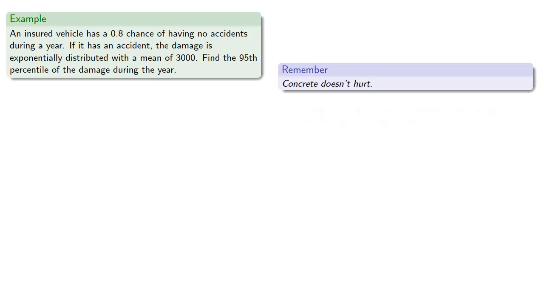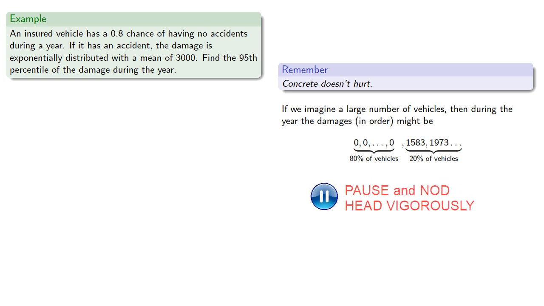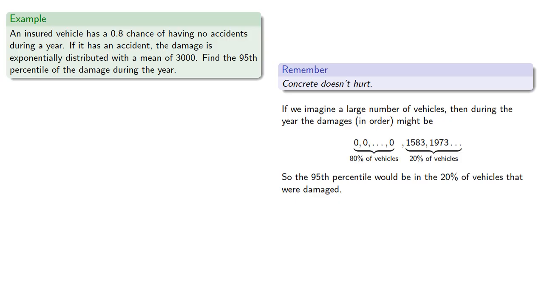So if we imagine taking a large number of vehicles, then during the year, the damages in order might be something like this. Well, for most of them, 80%, that's going to be 0. And it's only for 20% that will have some amount of damage. So the 95th percentile would be in the 20% of the vehicles that were damaged. And it would be 95 minus 80, 15% in this interval. But that would be 15 out of 20, 75% of this interval.